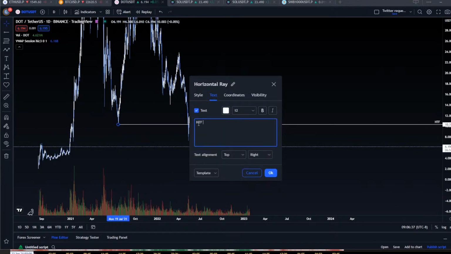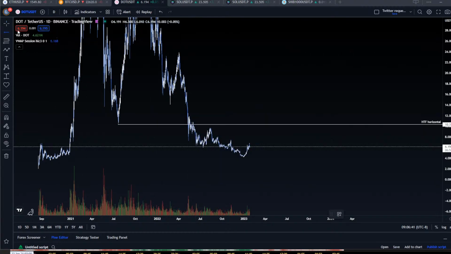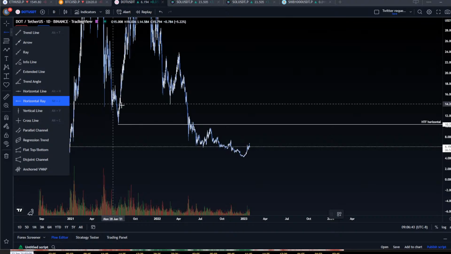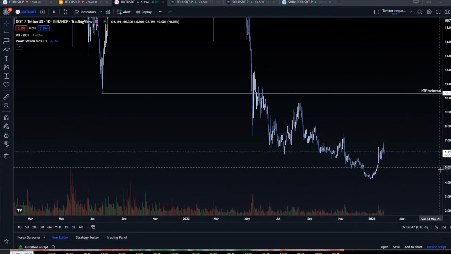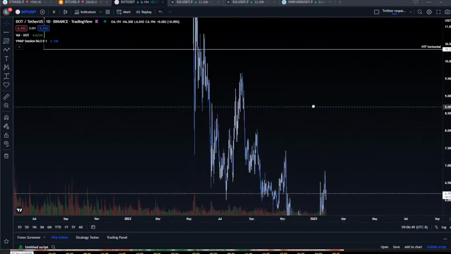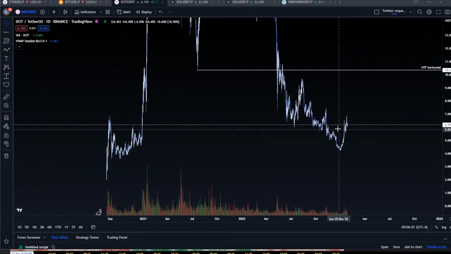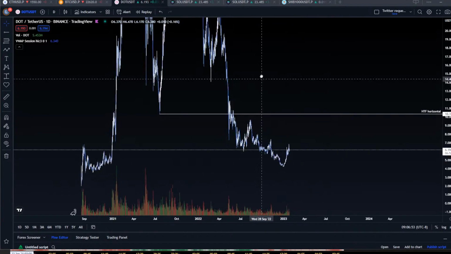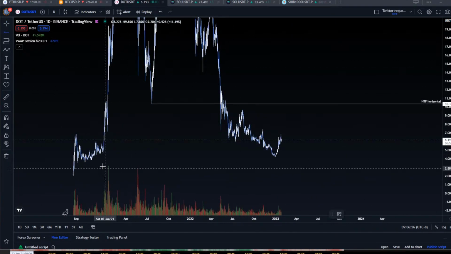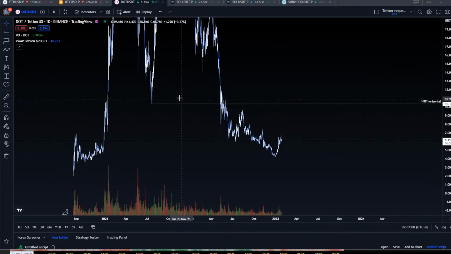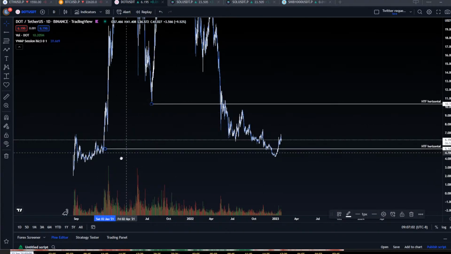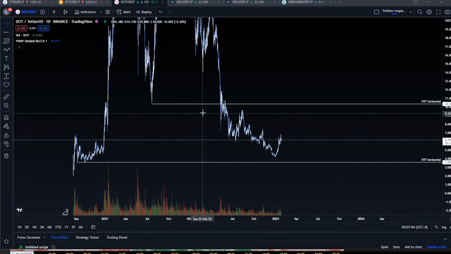You could name your line. So I'm using a horizontal ray here. And the great thing about these is they move with your chart and your timeline, so you can always see the label of the line no matter where you go on the time frame. And what we're doing is we just want to be aware of support and resistance. Actually, it's just better to duplicate this line. You can hold Control and drag off a line.